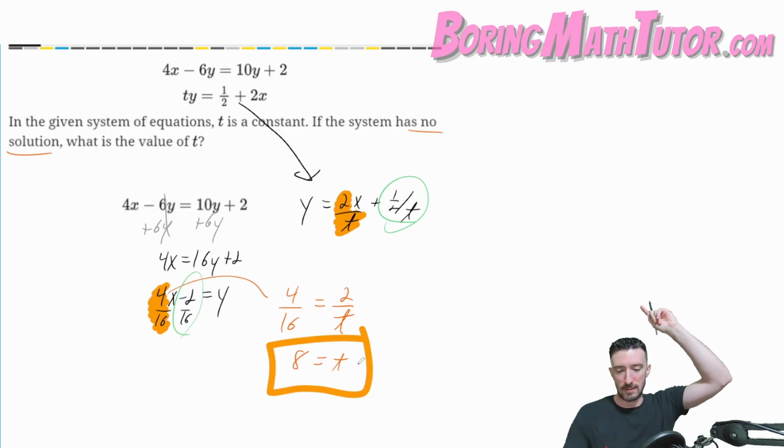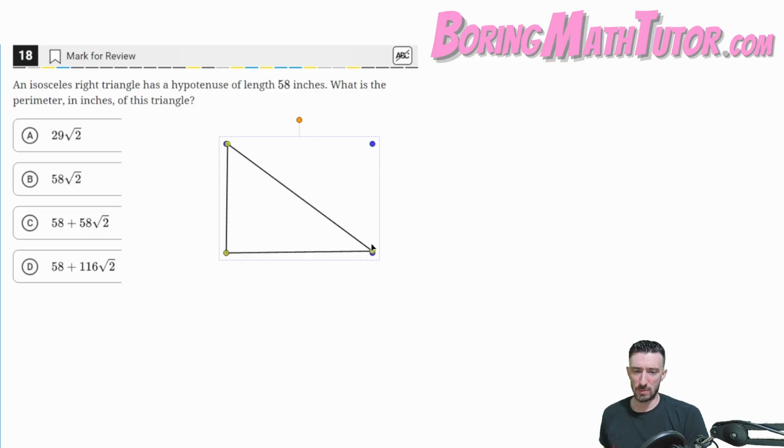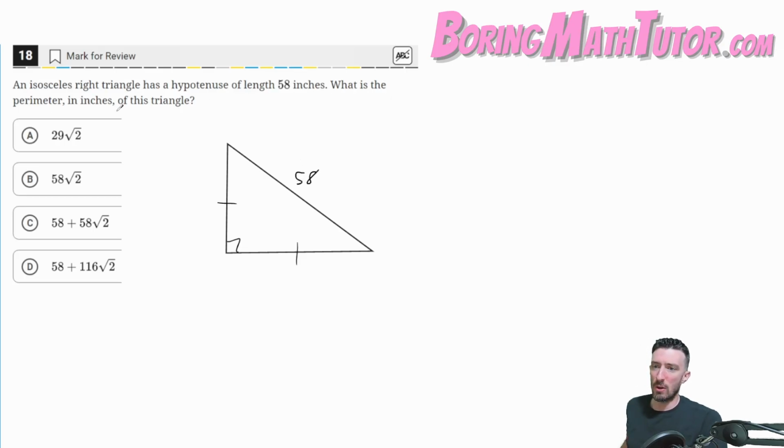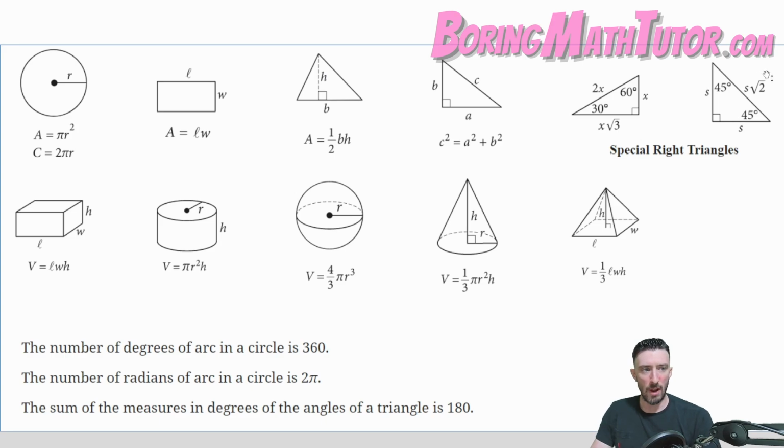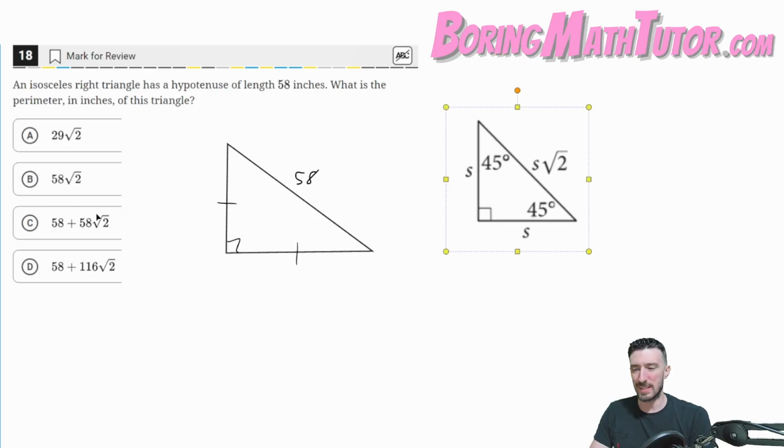All right. We got ourselves an isosceles right triangle, which means that the two legs are supposed to look basically equal, and the hypotenuse in this case is 58. And they want to know the perimeter of this triangle. But we can go to the reference sheet and we can see that one of the special right triangles, that formula is given to us.